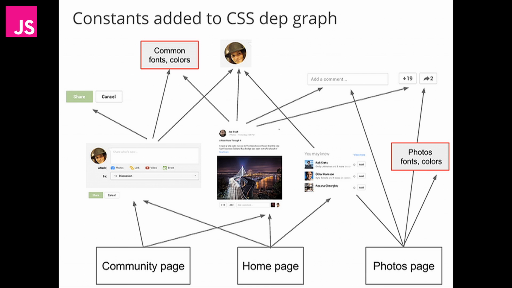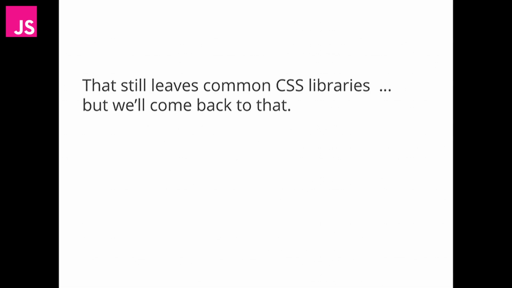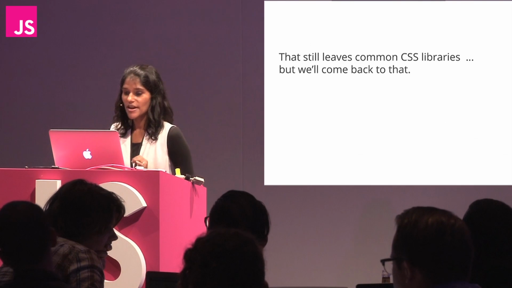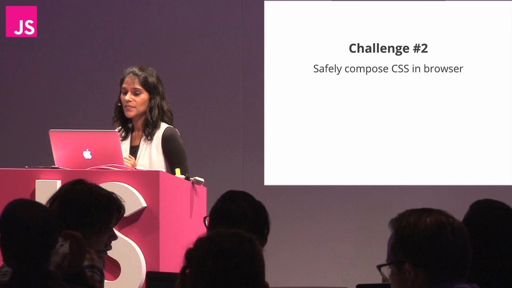And this notion of fonts and colors and constants expressed in namespaces maps well to our CSS dependency graph. So if you have constants that are applicable only to the photos page, only the photos page will depend on these. And then if you have other common constants that are needed by multiple pages, then they can all depend on those. We still haven't talked about shared CSS libraries yet, and we'll come back to that in a minute.